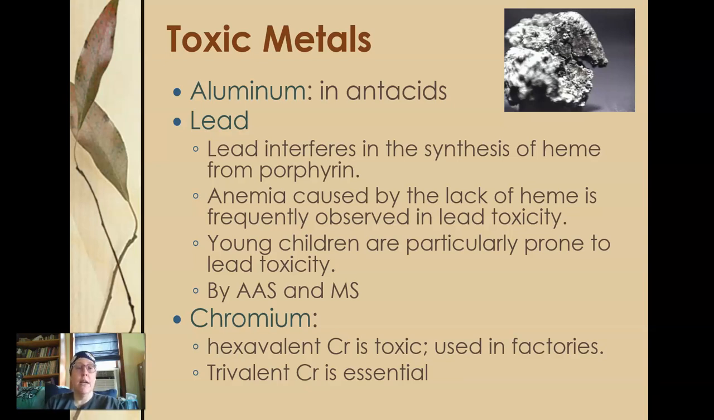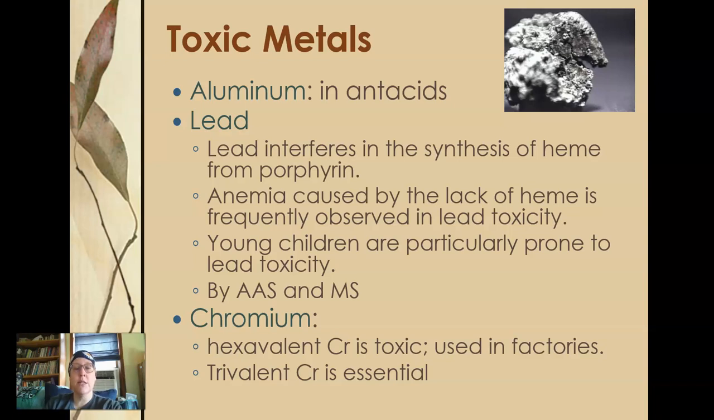Lead. So yeah, lead as found in paint. Why is it toxic? It interferes with the synthesis of heme from porphyrin. So then it will develop to anemia. And so that's one of the signs and symptoms that's observed in lead toxicity, is anemia. And young children are particularly prone to lead toxicity, and they can have behavioral issues. It can make them just like crazy heathen kids that can't behave and run around and scream, and it's crazy. So it can cause problems.